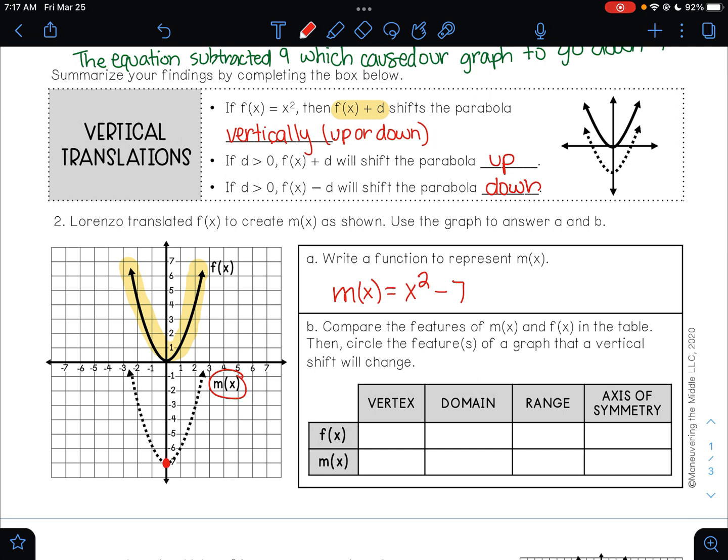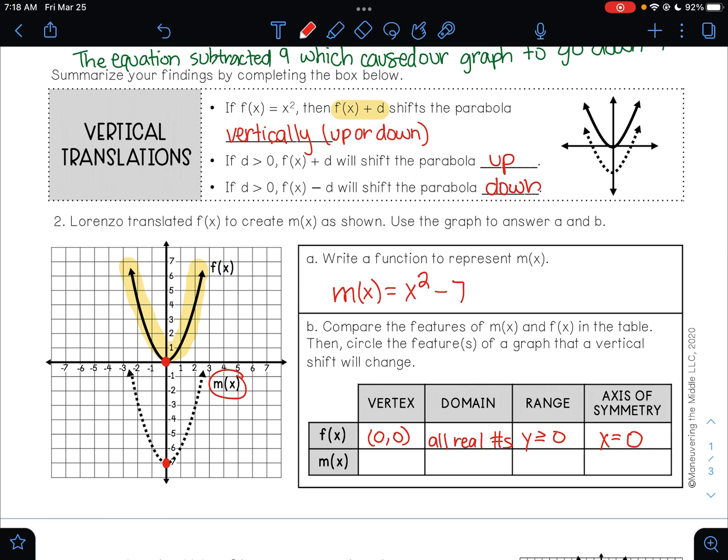So what is the vertex of f of x? That's the one I have highlighted in yellow. That would be 0, 0. The domain of all quadratic functions when they have 2 arrows is all real numbers. The range, it's opening up. My minimum point is 0, so my y values are getting greater than or equal to 0. So y is greater than or equal to 0. Axis of symmetry is x equals the x value of the vertex, which is 0.